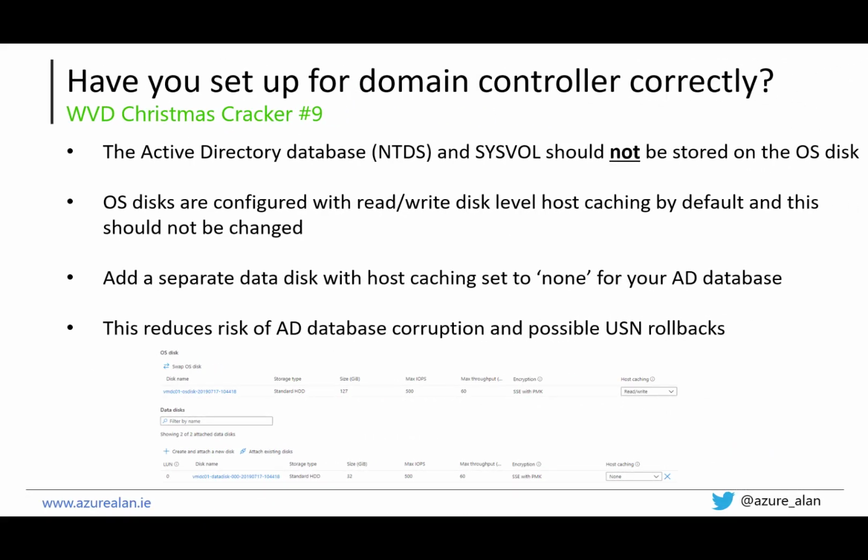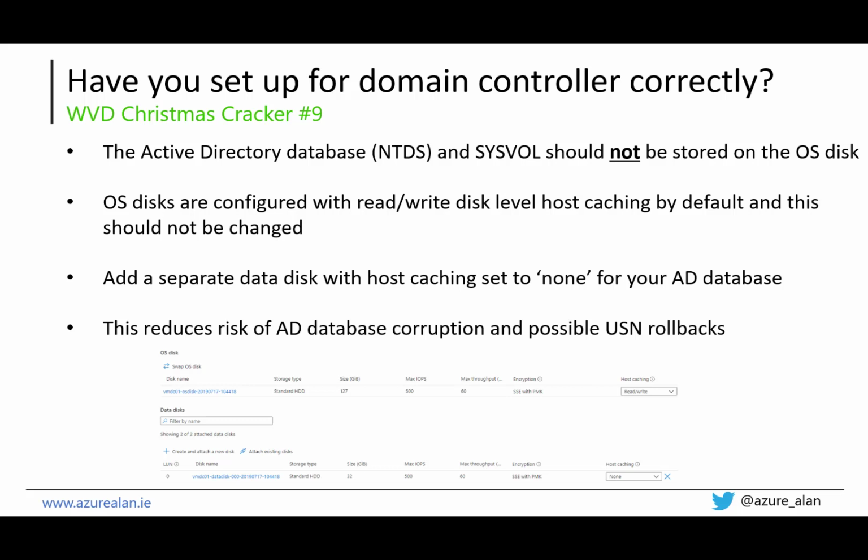Number 9 is one I've included because it still amazes me how many people get this wrong and don't know how to set up domain controllers correctly in a virtual environment. The Active Directory database and sysvol folders should not be stored on the OS disk. OS disks in Azure are configured with a read-write level cache, and that should not be changed. It's set like that for performance reasons. And if you set up your Active Directory Domain Services and just put that database on the C drive, you're putting it on a cached disk, and that can lead to bad things. Active Directory database corruptions, USN rollbacks, and a whole world of pain that you do not want to have to go through.